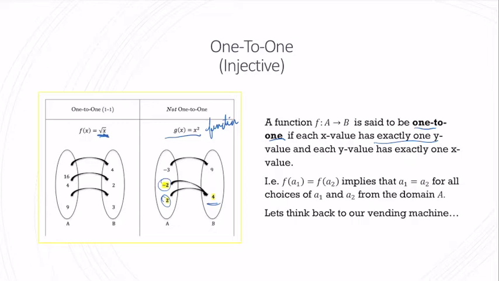To be a one-to-one function, each x value has exactly one y value, and the converse is true. Each y value has exactly one x value. So in order to tell if a function is one-to-one, if I have f of a1 equals f of a2, that implies that a1 and a2 are equal.